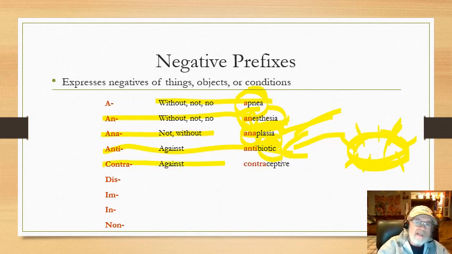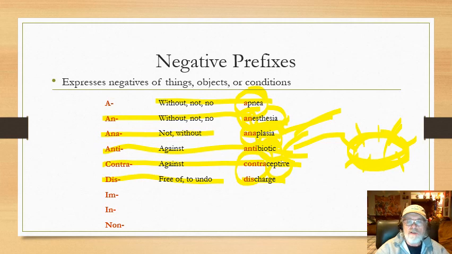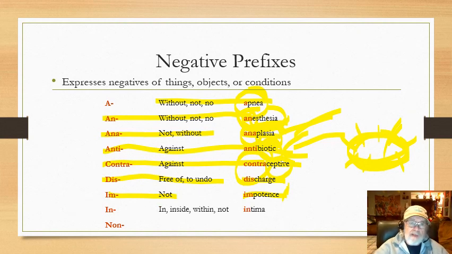Contra means against. Like contraceptive. Contraceptive is something against conception. Ceptive means conception. Against conception, contraceptive. Okay. Dis means to free of or to undo, like a discharge. When somebody's a discharge, they're getting rid of something. They're getting free of, or they're releasing that. Okay. Im means not. Impotence means they're not potent. So im means not.